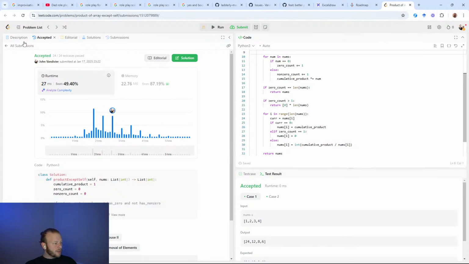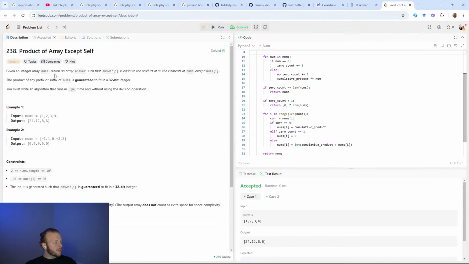I thought it said without division, did it? Oh no, you got me. O of n time without using division. Yeah, I totally fumbled on that. Okay. Man, I totally fumbled on that. So I want to go count my zeros anyway. It's easy with division. Yeah, makes sense.